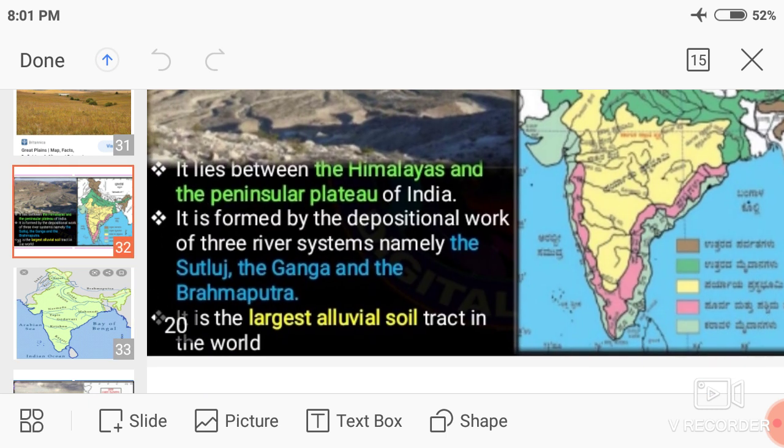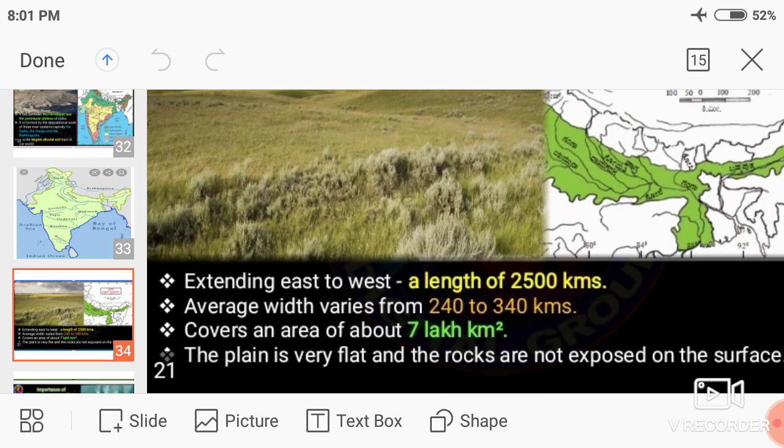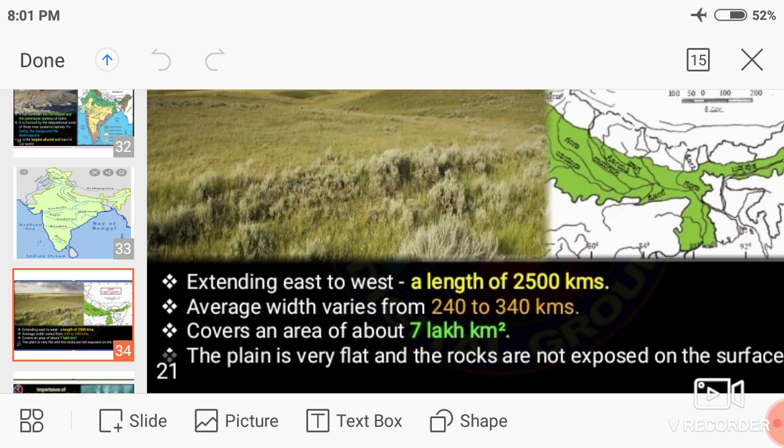It is the largest alluvial soil tract in the world, and it extends east to west. The total length of the Northern Great Plain is 2500 kilometers. Understand?